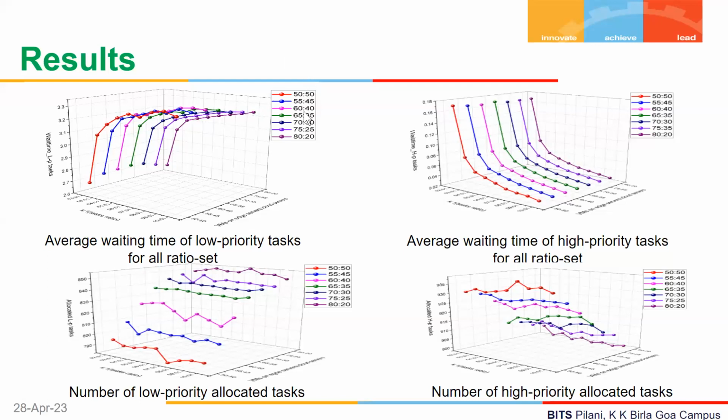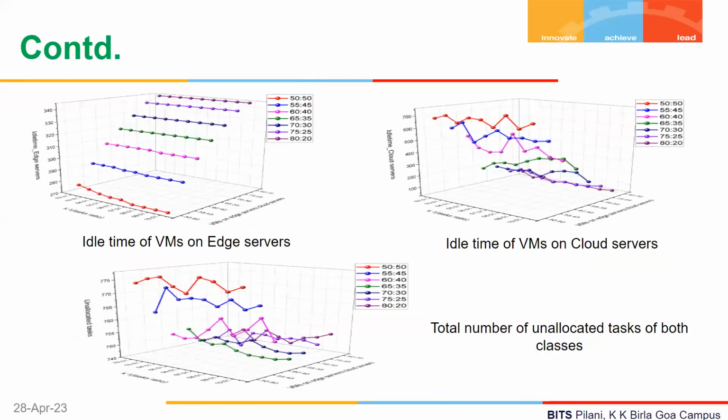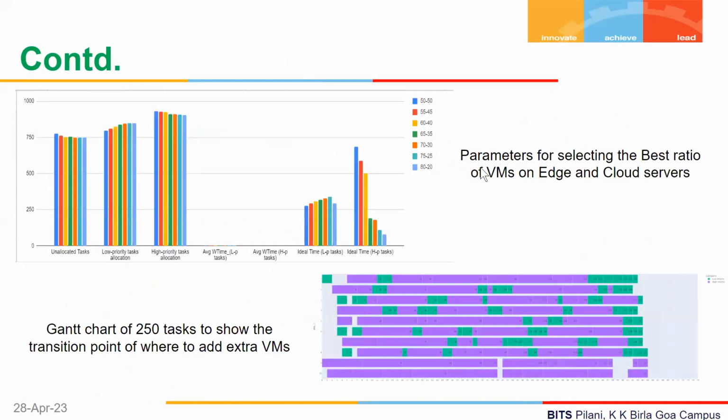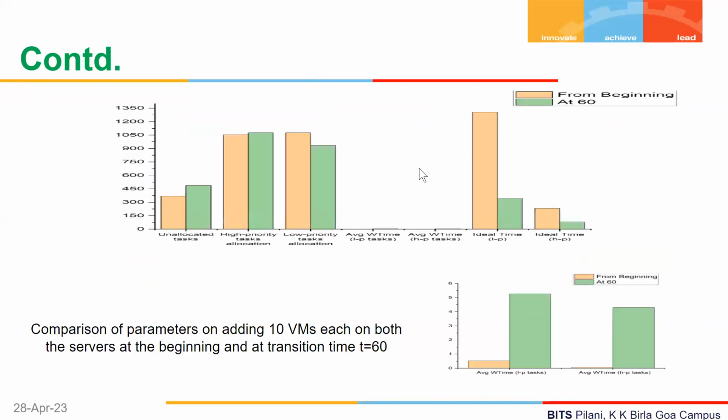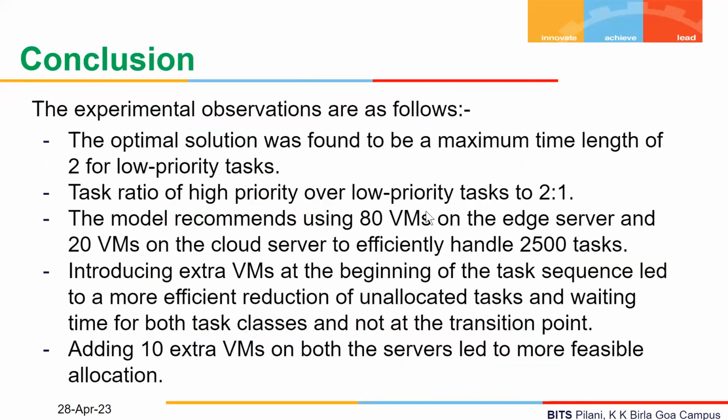So basically, with this, we found out that 80:20 is the best resource set, which is applicable for 2,500 tasks to get executed. You can see here as well. These are the parameters for selecting the virtual machines on the edge and cloud scenario. In maximum cases, it's 80:20 that fits in as the best case. So basically, 80 machines on the edge server and 20 machines on the cloud server can effectively handle 2,500 tasks.